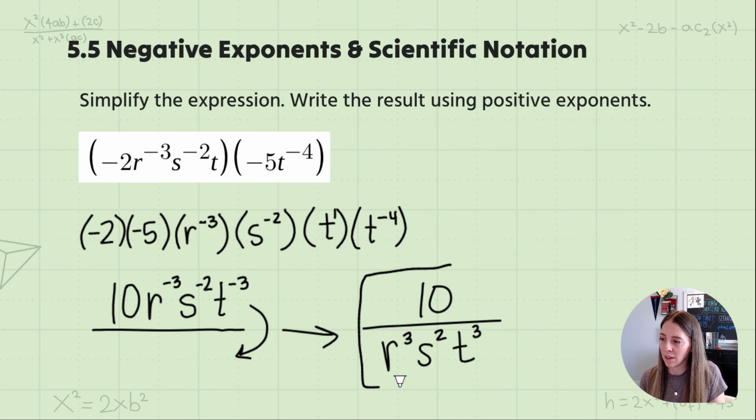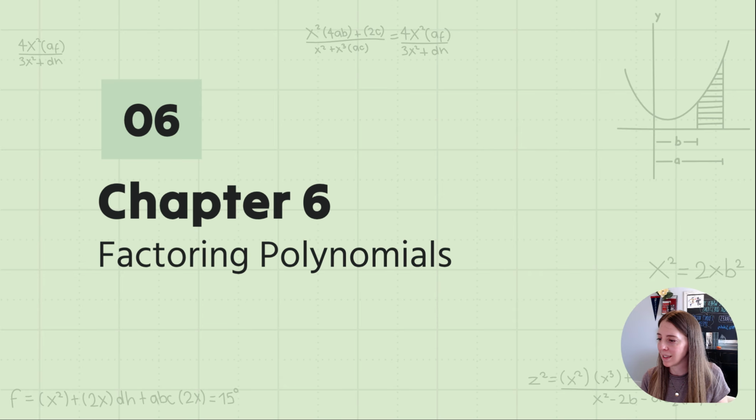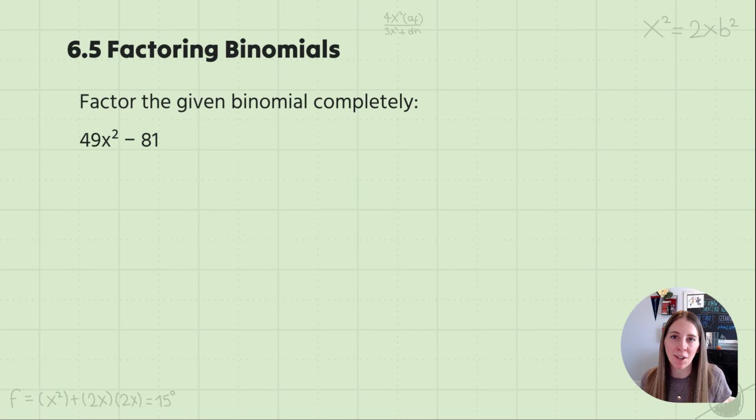So this would be our final answer, our final product written with positive exponents. All right. Then from chapter 6, the most commonly missed questions have to do with factoring special kinds of polynomials, binomials, and the difference or sum of cubes. So this is a very commonly missed problem.